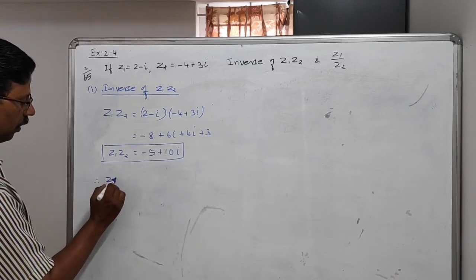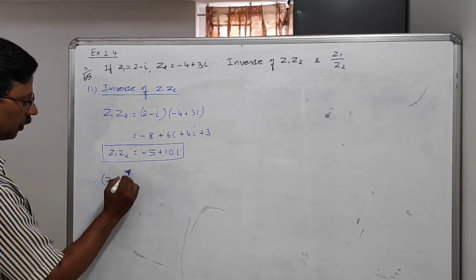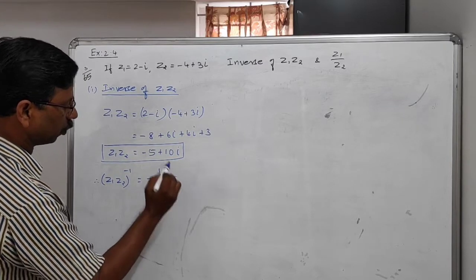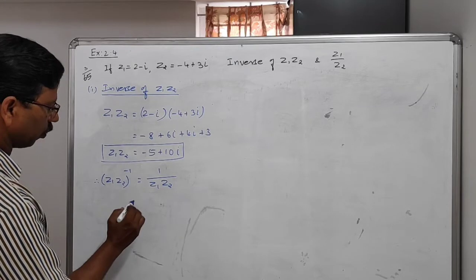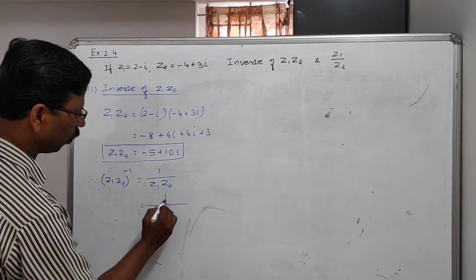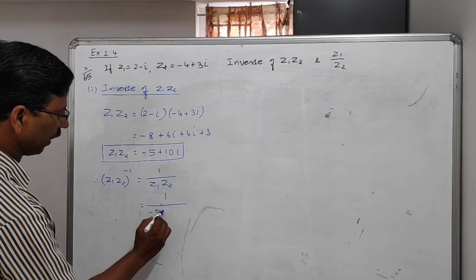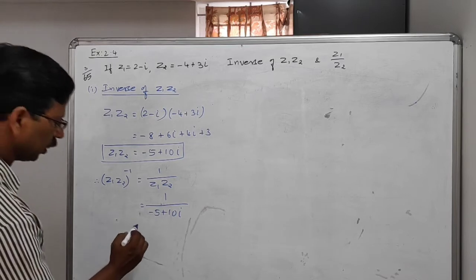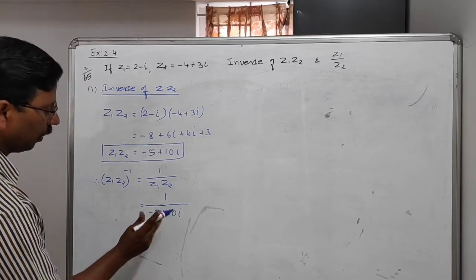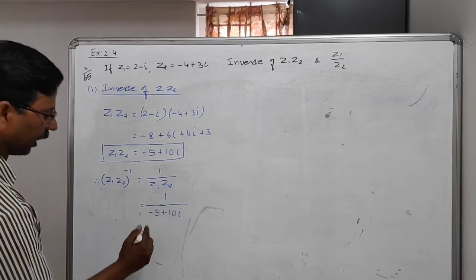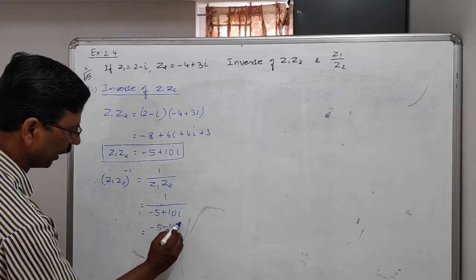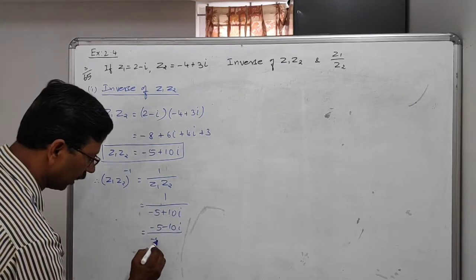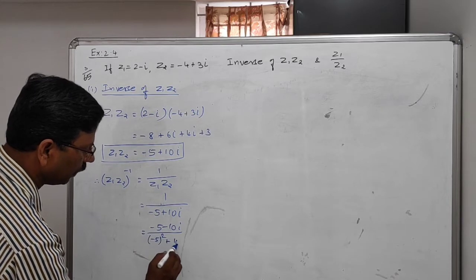Therefore, the inverse of z1 z2 is nothing but 1 by z1 z2. That is 1 by minus 5 plus 10i. Now how do you find this value? Just as I told you, for 1 by, you can take its conjugate, that is minus 5 minus 10i, by the sum of the real part square and the imaginary part square. This is minus 5 the whole square plus 10 square.